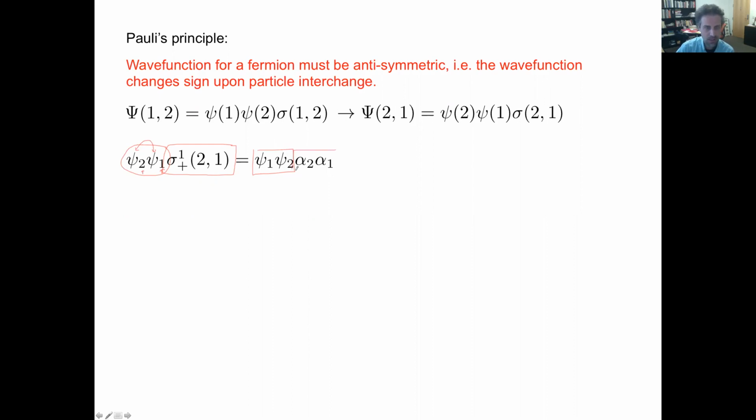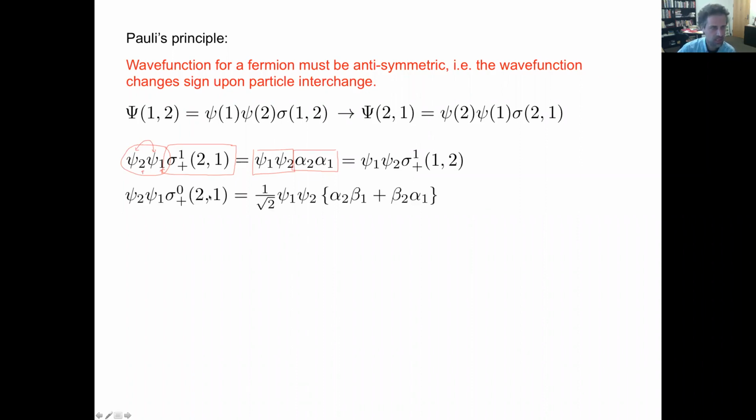And the same is true for the spin state, which is what this sigma is. Sigma 1 plus equals alpha alpha. And in this case, alpha 2, alpha 1. So first particle 2, then particle 1. But because these two states are the exact same quantum mechanical state, it doesn't matter which one I write first. In other words, I can just write it as follows: psi 1, psi 2, and then sigma 1 plus, where the order is reversed, because it doesn't change anything. Okay, so this wave function, if I do particle interchange, is not changing its sign. So according to Pauli, this is not correct. This is not a valid wave function, and therefore this cannot be the ground state of the helium atom.